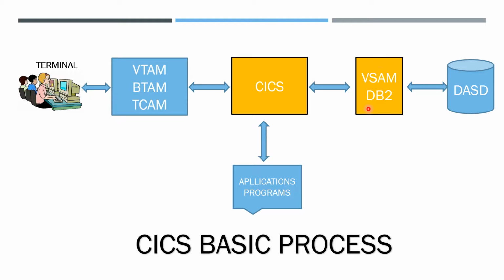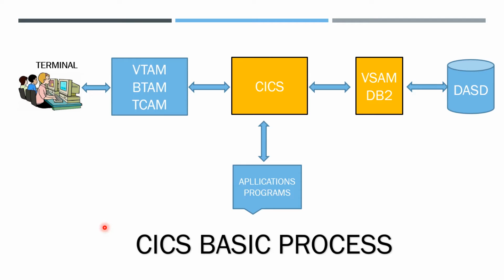If the data is not present in the database, then it will go for the local DASD. If the data is there in DASD, then the data will be retrieved to CICS, and from CICS the data is given to the terminal, the requesting user. In this example, we discussed how the user makes a transaction, how the transaction is processed, how the data is taken from DASD, and how the data is given back to the user.